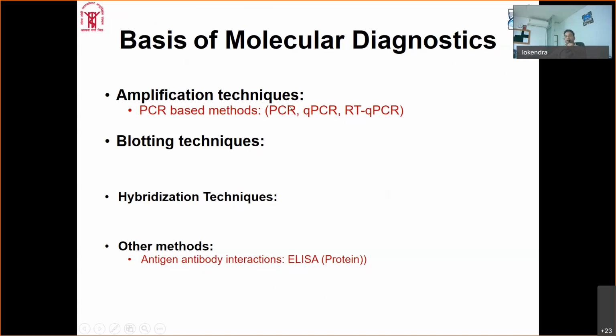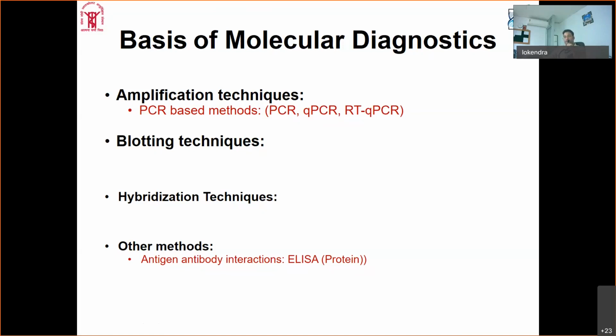So the amplification technique is also one of the major areas of molecular diagnostics, in which we detect several gene mutations, SNPs, or gene expression profiling of various genes, which can give us an idea about a disease condition or a healthy condition.